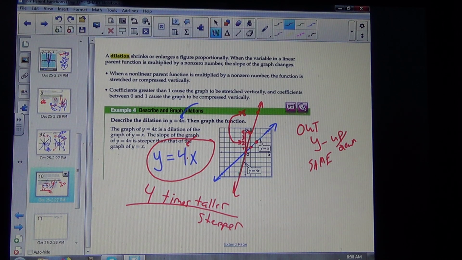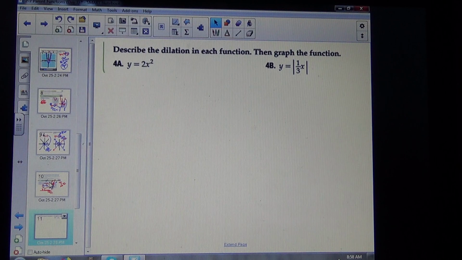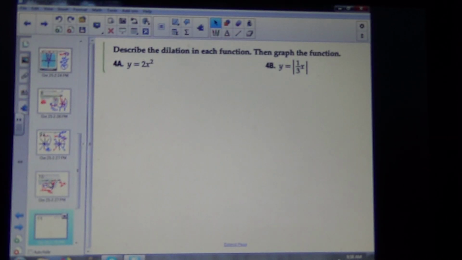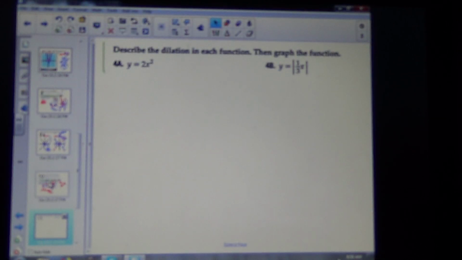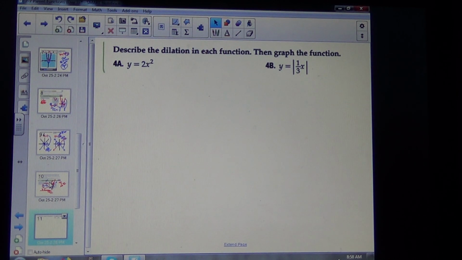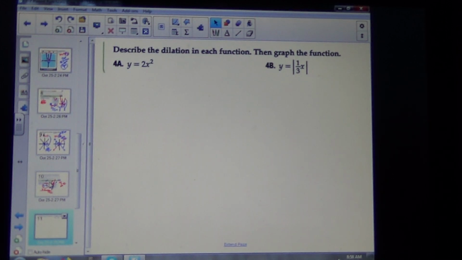Okay, so you can say you got 4 times steeper from the parent graph as well. Alright. On your paper, I would like you guys to try 4a. Okay, remember, draw the parent graph. So again, x squared. You guys already did one and I did a couple with you. Draw it perfectly on your graph first and then determine what's happening after that. So I'll give you a little bit of time to try 4a.